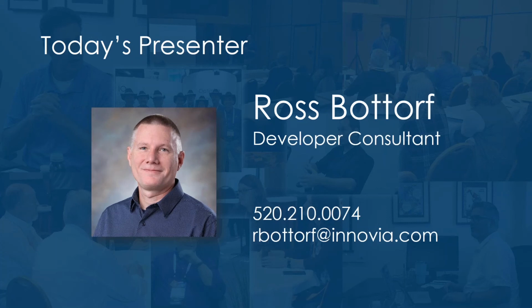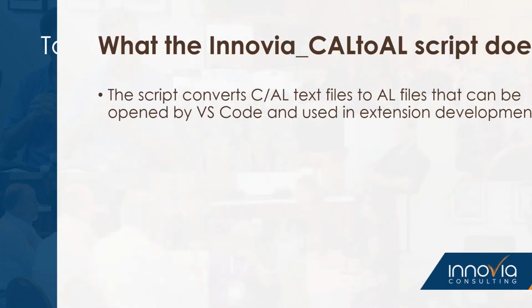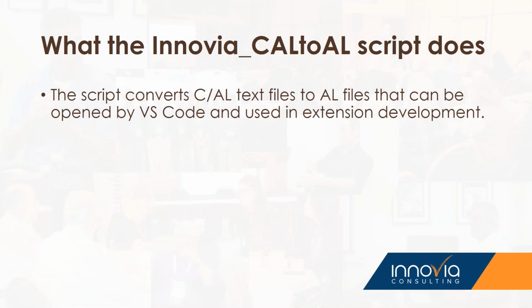Well, now we have Business Central and we have extensions, and we have a new language called AL, which we need to convert those objects to if we want to use them in our extensions. And that's what this script does. It converts our C/AL objects into AL objects. You'll be needing those to open them up in VS Code and make your extensions.